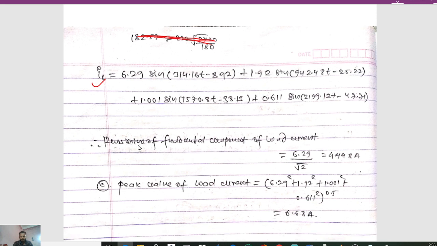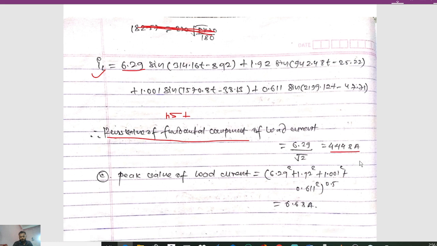Now, here we have to calculate the RMS value for the fundamental component of load current. So the RMS value for the fundamental component means we calculate for n equals 1. Here we have given iL as 6.29. For the RMS value, you have to divide by root 2. So 6.29 upon root 2 gives 4.448 ampere.